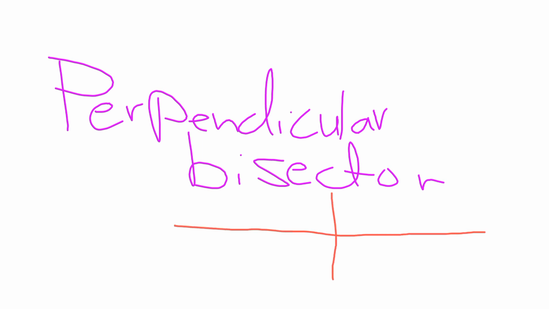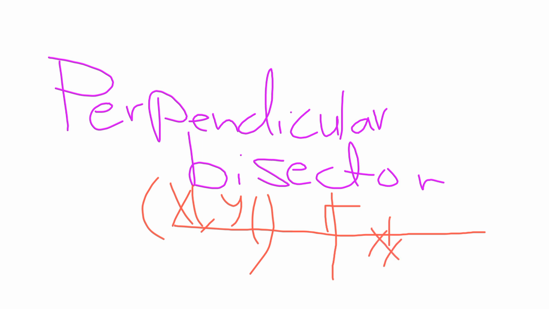While I get a graph drawn, this point can be considered as x1, y1. This is a right angle. This point can be considered as x, y. Or I can say another point is x2, y2.